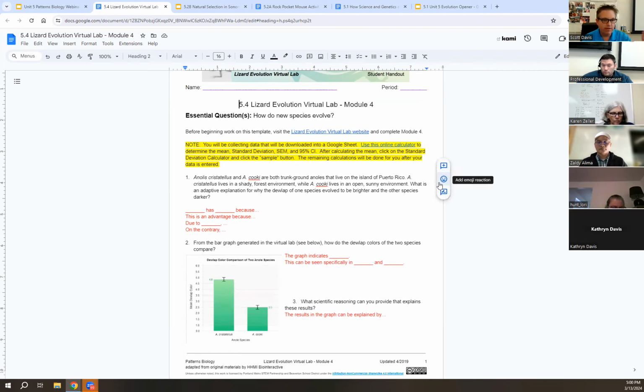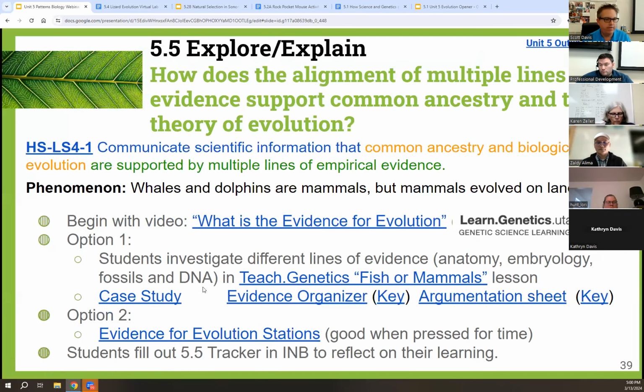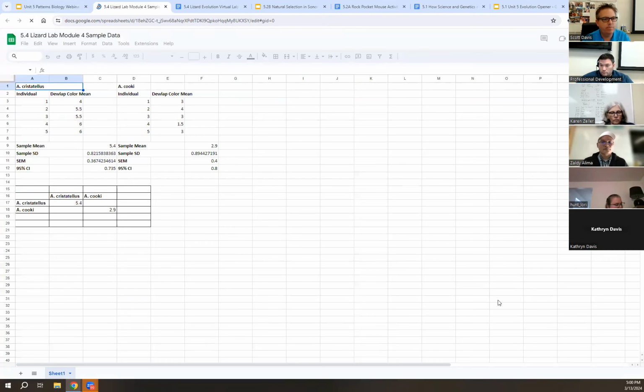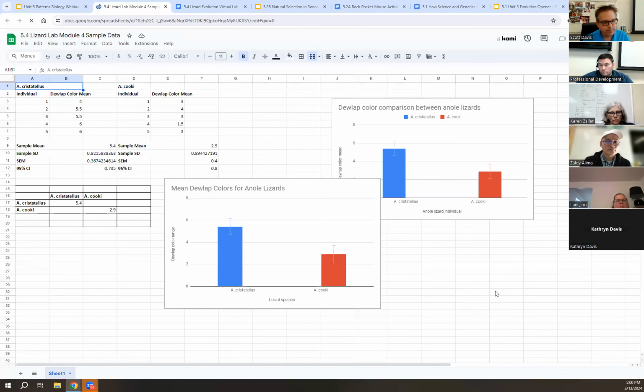So they're just basically looking at 2 specific species of these lizards, not all 150 species, and looking at the brightness of their dewlaps. On a scale of 1 to 6, they can go ahead and type in the numbers and collect the data that way on the Google spreadsheet. If you look at the data set there, there's a pretty dramatic difference between the 2 species. Once they put that data in and graph it, they can see that one has a dramatically brighter dewlap than the other.